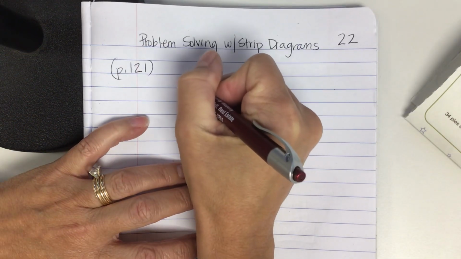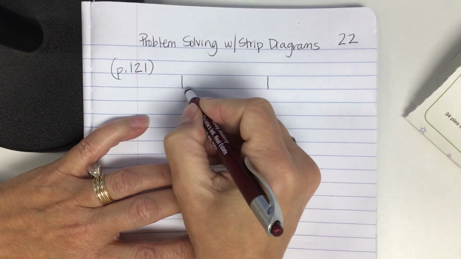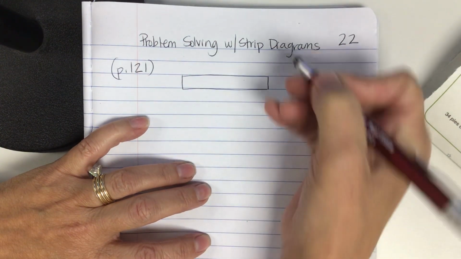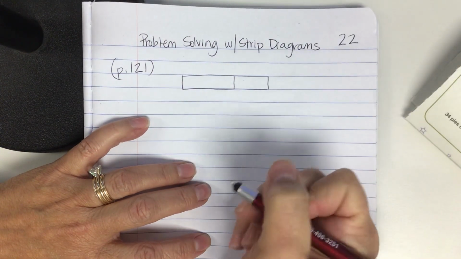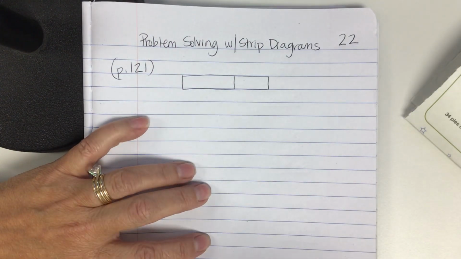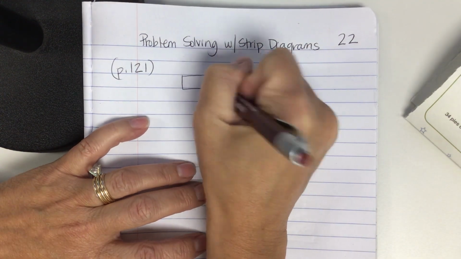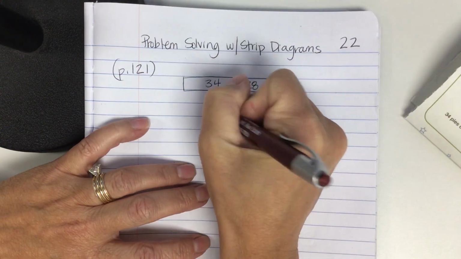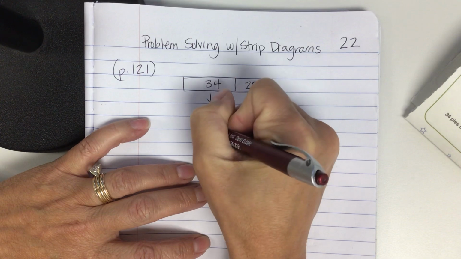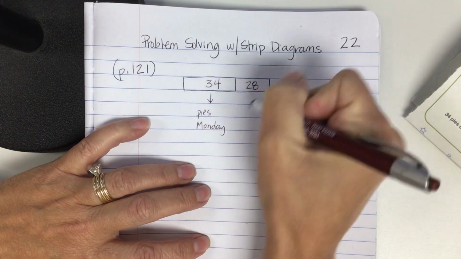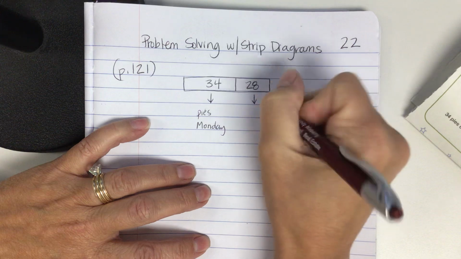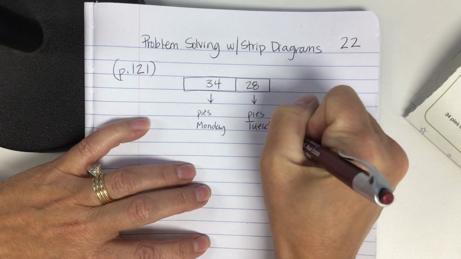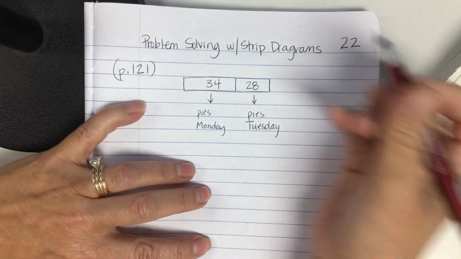So when you make a strip diagram, it's really great when you are using lined paper because you can just use those lines to create your strip. And then my numbers are not equal, so I made one bigger than the other. And I have a 34 and I have a 28 because there were 34 pies on Monday and there were 28 on Tuesday. The question asked for both. That means we're going to put them together.